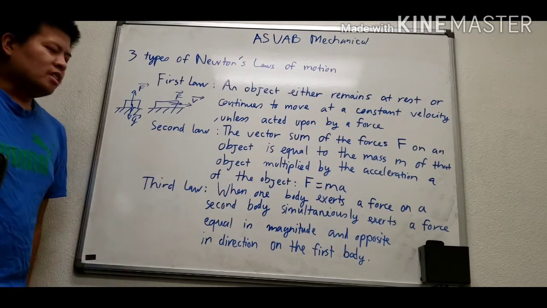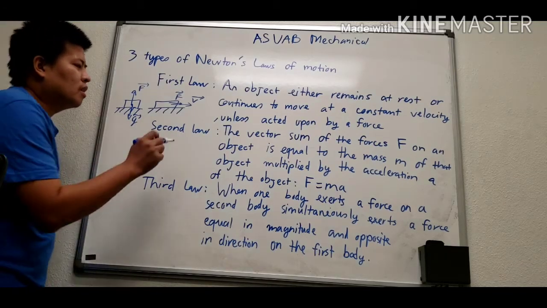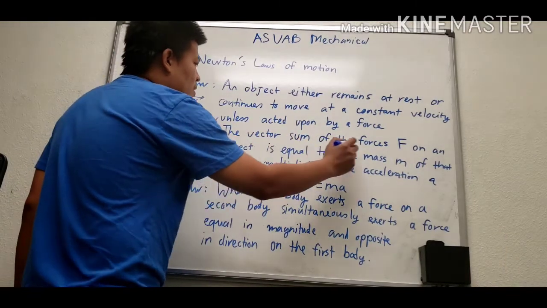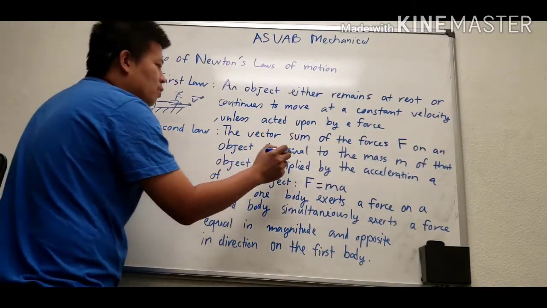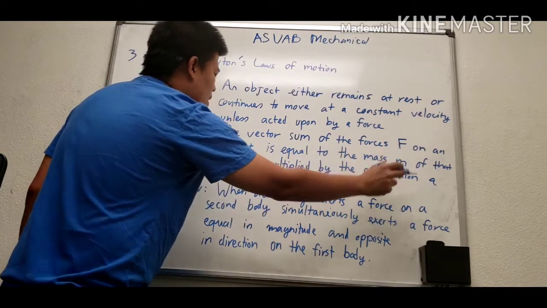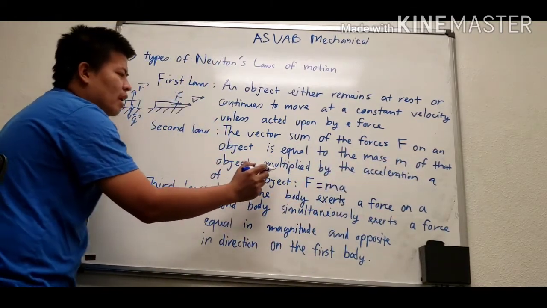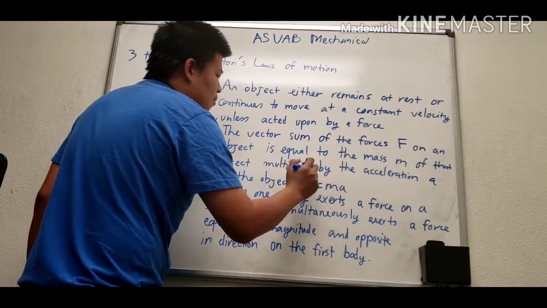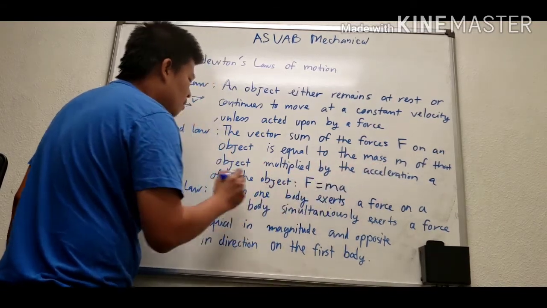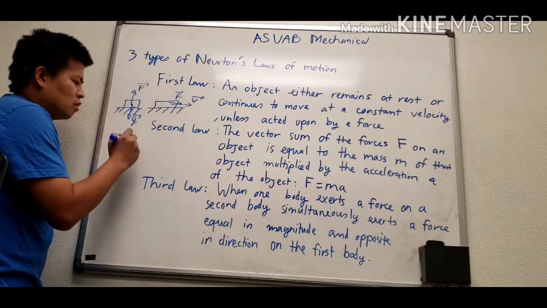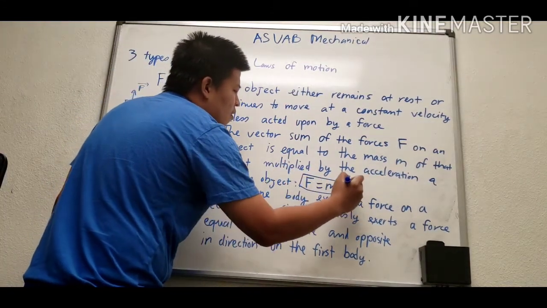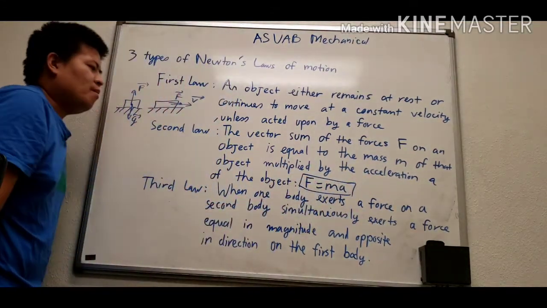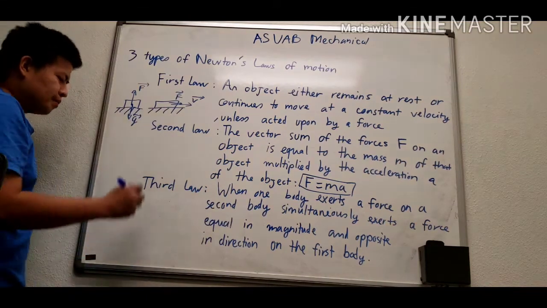The next one, let's see about the second law. The vector sum of the forces F on an object is equal to the mass m of that object multiplied by the acceleration a of the object. So we have the formula here. I just write here: force equals m multiplied by a.